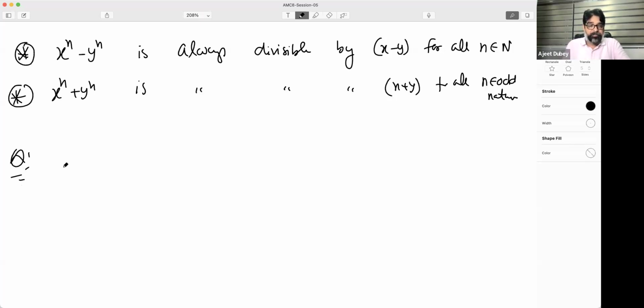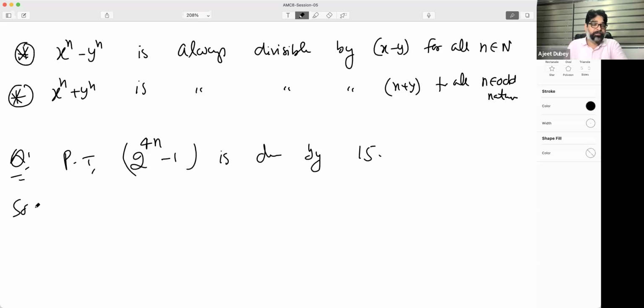Write a question. Prove that 2 power 4n minus 1, where n is a natural number, is divisible by 15. Very simple question.